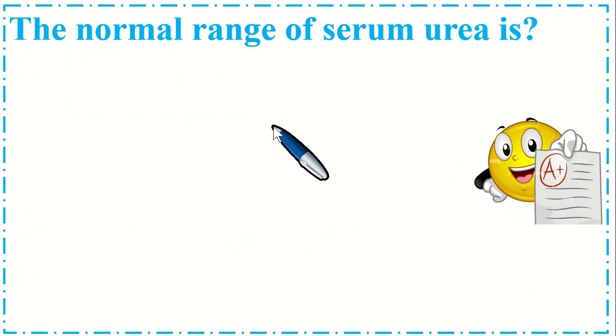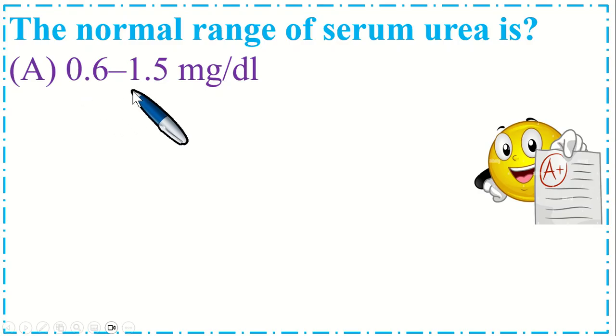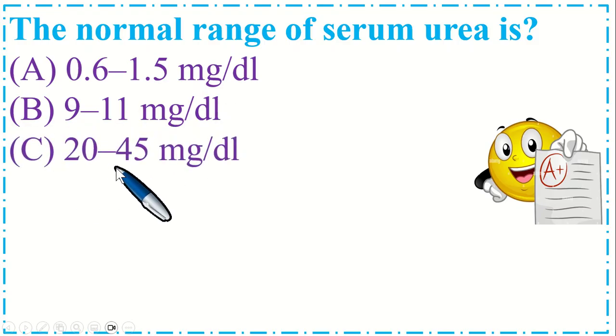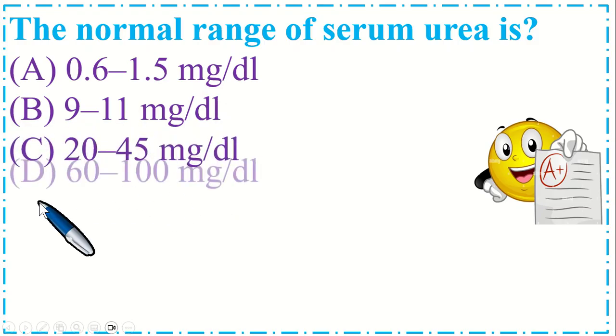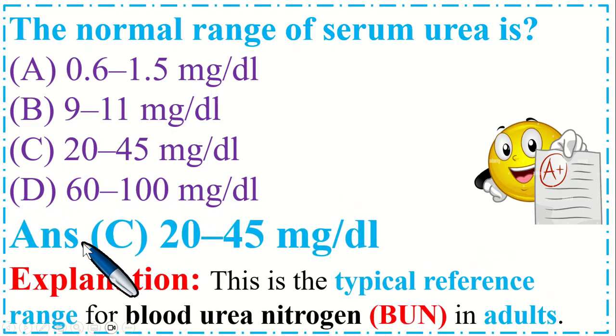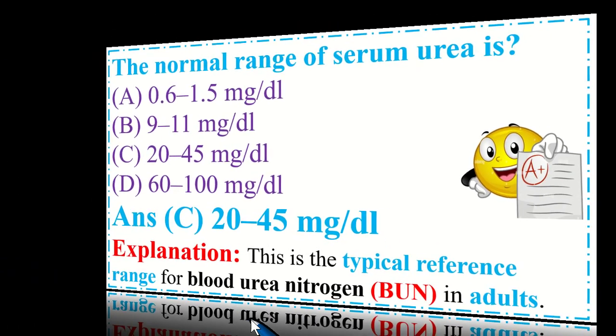Dear students, this is very important MCQs. The normal range of serum urea is option A 0.6 to 1.5 mg per deciliter, B 9 to 11 mg per deciliter, C 20 to 45 mg per deciliter and option D 60 to 100 mg per deciliter. So the correct option is C 20 to 45 mg per deciliter. This is the typical reference range for blood urea nitrogen in adults.